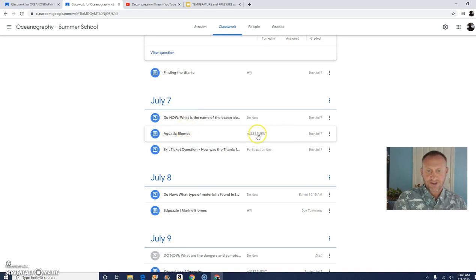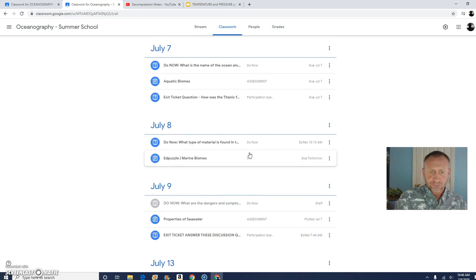Aquatic biomes, that's an assessment, which is just like a quiz, and the exit ticket question, which counts as your participation for the school day. July 8th, you should have done the do now about the type of material in the garbage patch and the Edpuzzle about marine biomes.